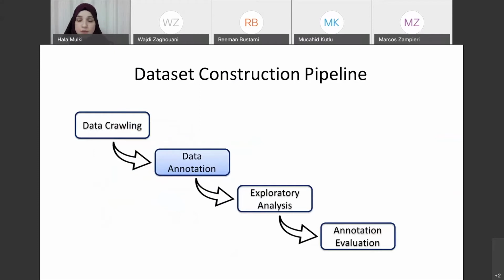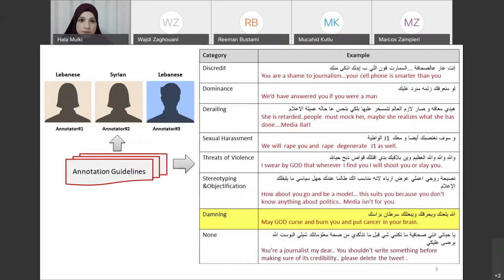We selected to annotate our data manually. As you know, for the Lebanese and Levantine dialect, you cannot hire annotators from a platform like Mechanical Turk. So we hired 3 annotators, Levantine native speakers, all of them living in Lebanon, and provided them with our annotation guidelines to make things clear for them to differentiate the misogynistic behaviors or categories.